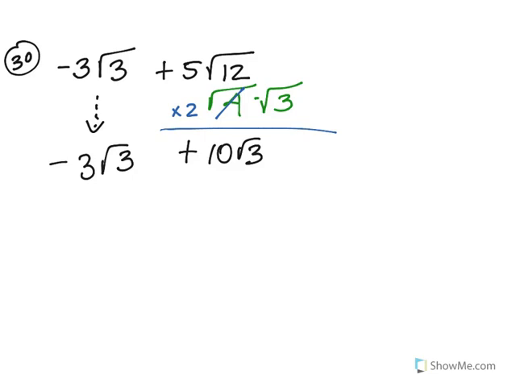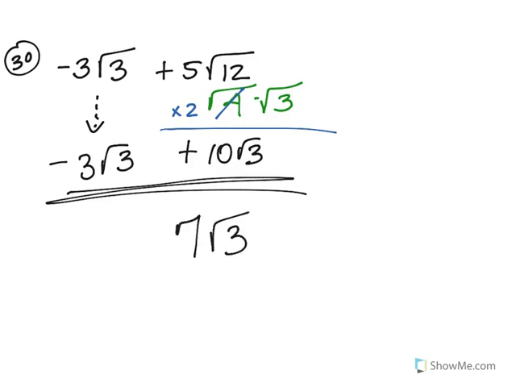7. Do y'all see that? We just straight gonna add those coefficients. Negative 3 and a positive 10 is 7 square root of 3. Do y'all see that? Okay.